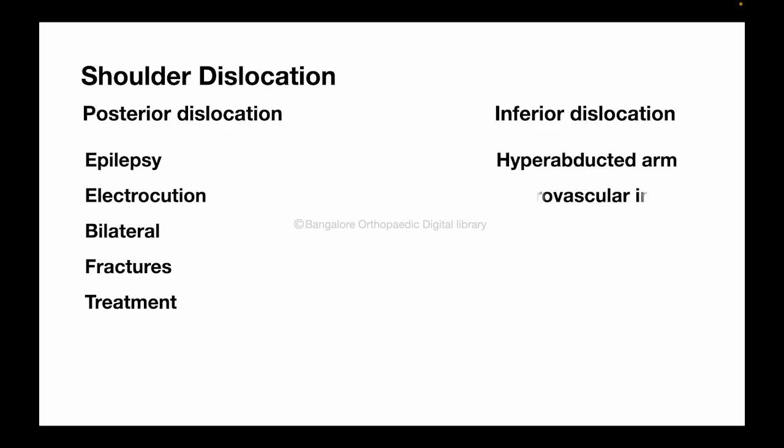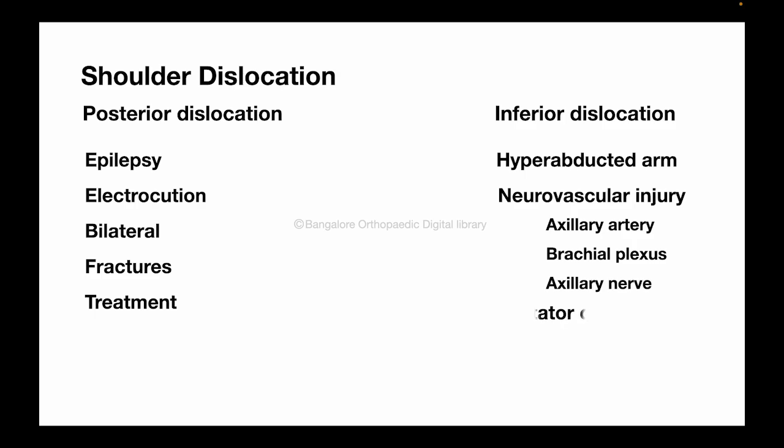Inferior dislocations are rare and happen due to a fall on a hyperabducted arm. Because the humeral head moves more closely to the axillary artery and brachial plexus, there is a high risk of neurovascular injury, including axillary nerve, axillary artery, and the brachial plexus. It is also usually associated with significant damage to the rotator cuff tendons.